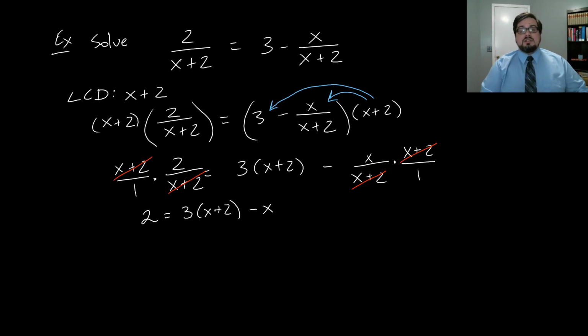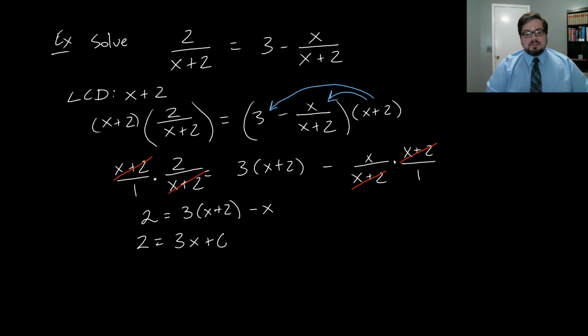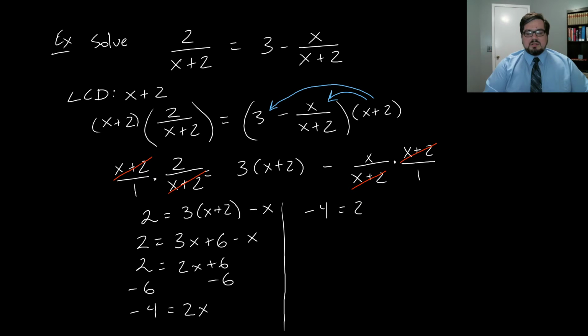And this is a linear equation again. We can solve this via our normal methods. So 2 is equal to 3x plus 6 minus x, just distributing the 3 through. And so we'll get 2 is equal to 2x plus 6. Subtract 6 from both sides. Get negative 4 is equal to 2x. We'll divide both sides by 2 again and get negative 2 equals x. And so this is our potential solution.